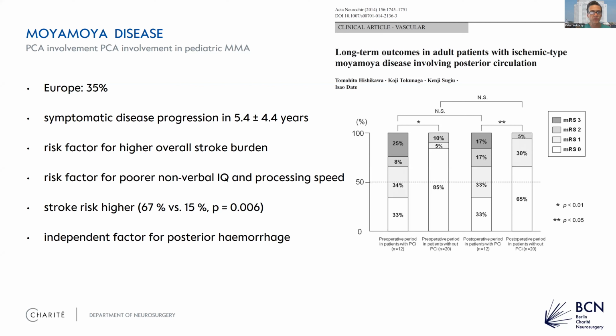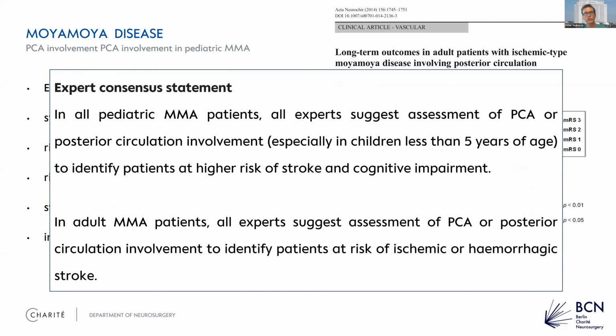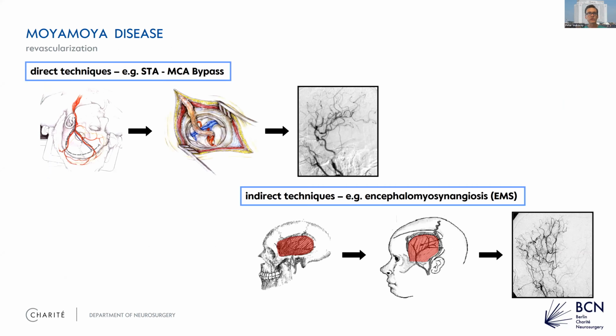And it's also an independent factor for posterior hemorrhage, because an involvement of the PCA will lead to collateralization through the deep posterior collaterals, and they are most prone to rupture. So this is why we have recently written a consensus statement about moya in adult and pediatric patients. And here we suggest that the PCA is really something that you should look at because it identifies pediatric patients which are at higher risk of stroke or recurrent stroke.